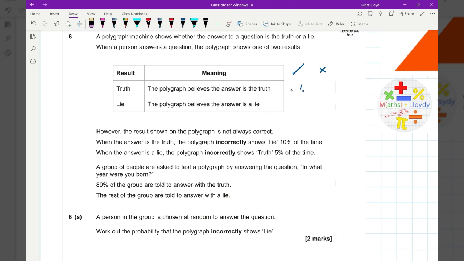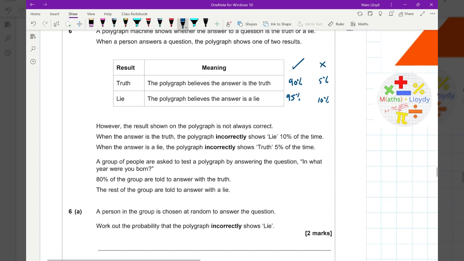Oh, I think I'm doing that the wrong way around. Hold on. So when the answer is the truth, it's going to incorrectly show lie 10% of the time. So we're going to get 90% there, and we're going to get 10% down there. It's a bit of a weird one. When the answer is a lie, the polygraph shows truth 5% of the time. So 95% is there, and then 5% is there. I think I know what I'm doing. I think that's going to be fine. It should be fine. We'll work this out.